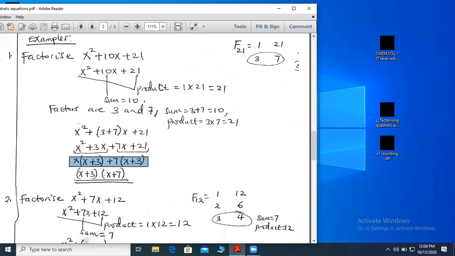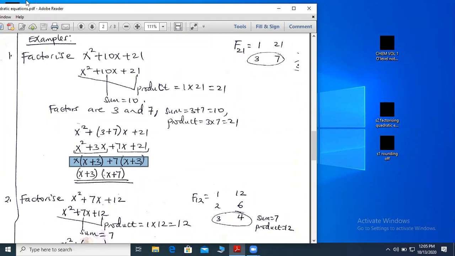But the simplest way to get them, I said, is to first get the factors of the product, which is 12. So we have the factors of 12. We have 1 and 12. We also have 2, which goes with 6. We also have 3, which goes with 4. So we look for one of these pairs.